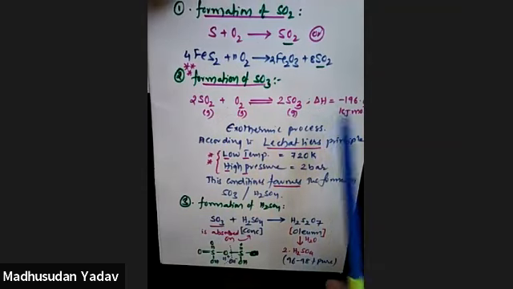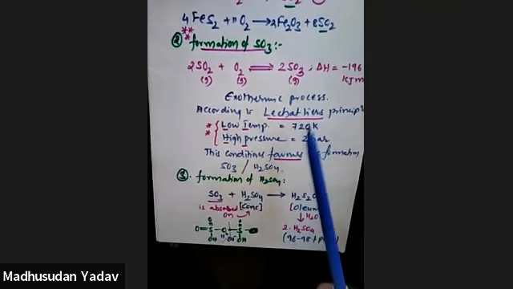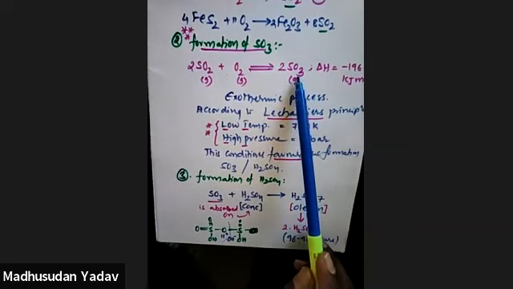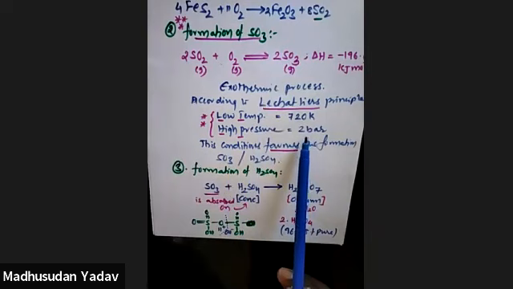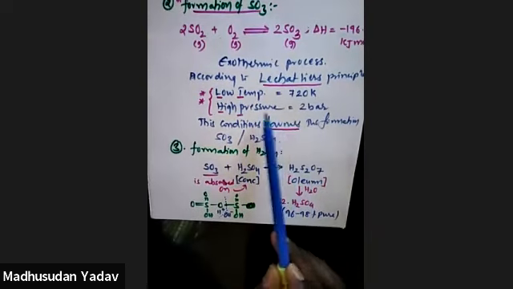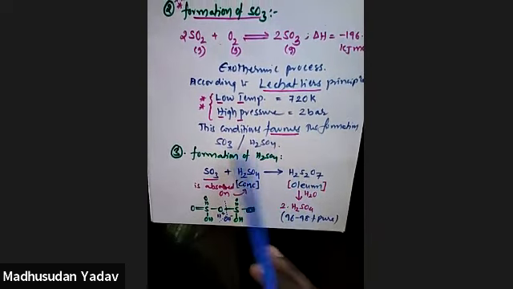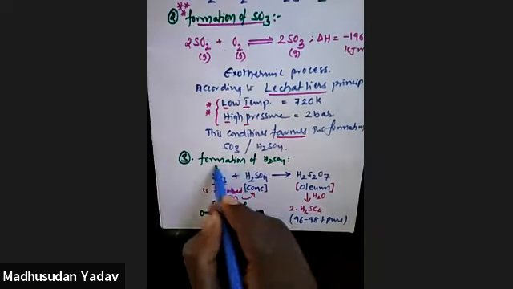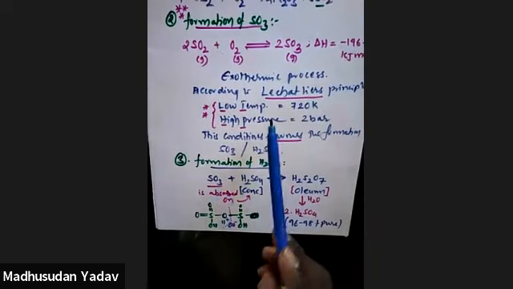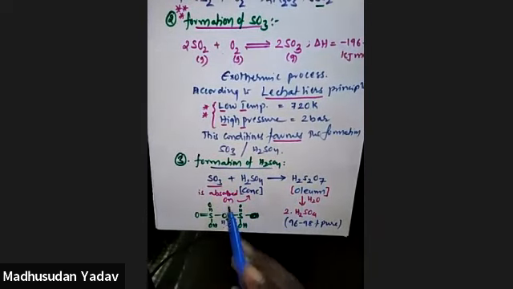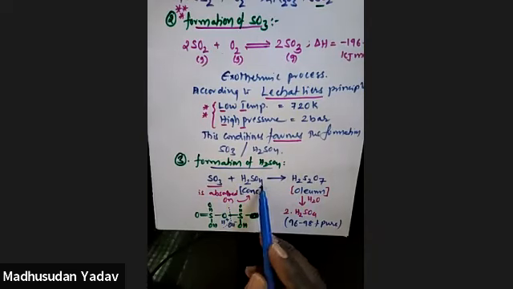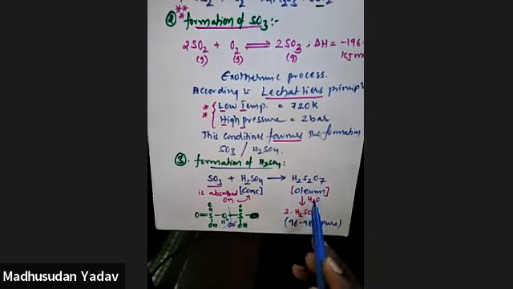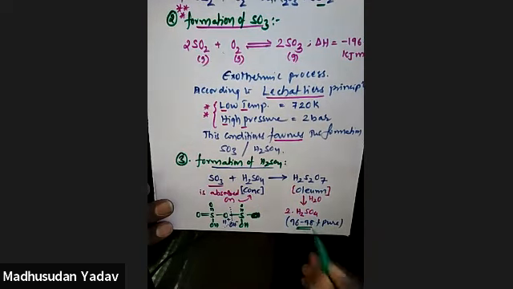Delta H is negative. So according to Le Chatelier's principle, to increase the maximum product of SO3 or sulfuric acid, you have to use low temperature and high pressure. That eventually favors the formation of sulfur trioxide and sulfuric acid. And this is the formation of sulfuric acid. The sulfur trioxide formed in the second step is absorbed in sulfuric acid, which gives you oleum. On hydrolysis of oleum, you will get sulfuric acid, which is 96 to 98% pure.